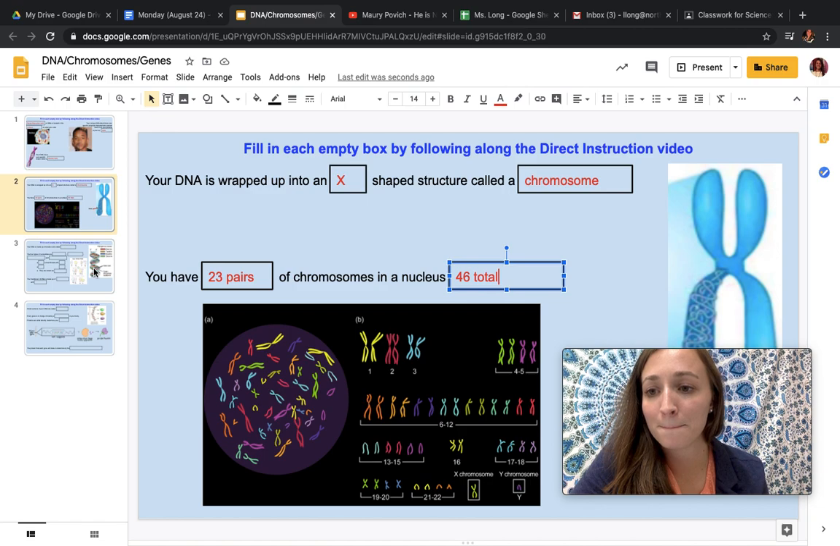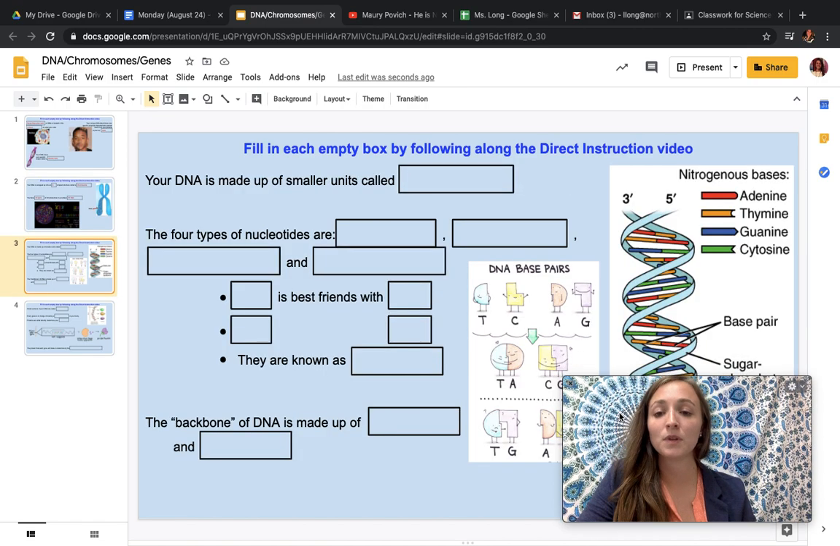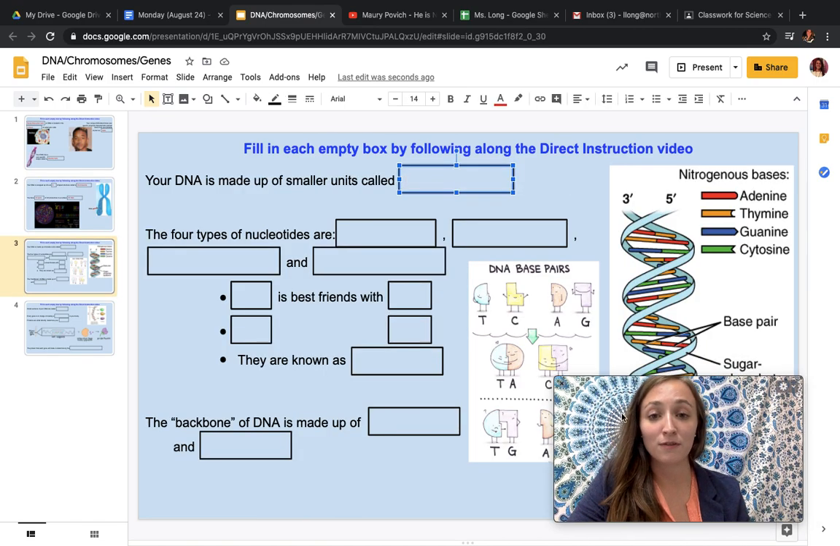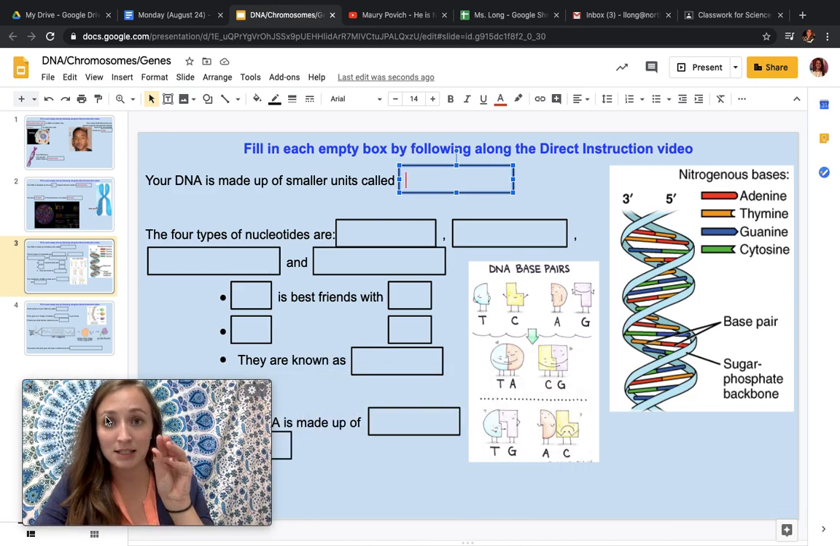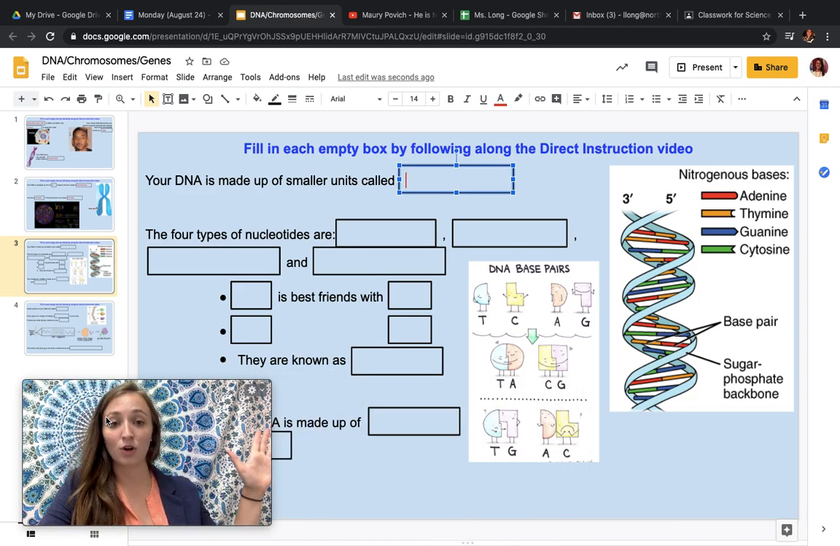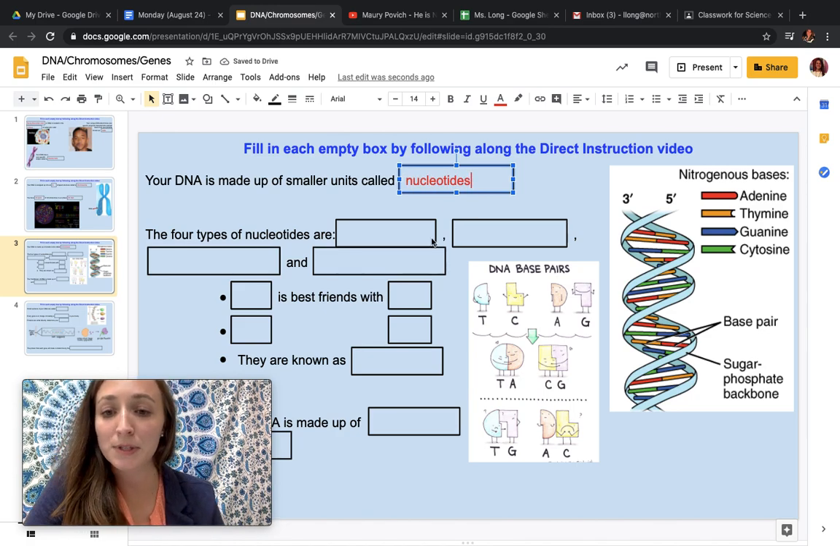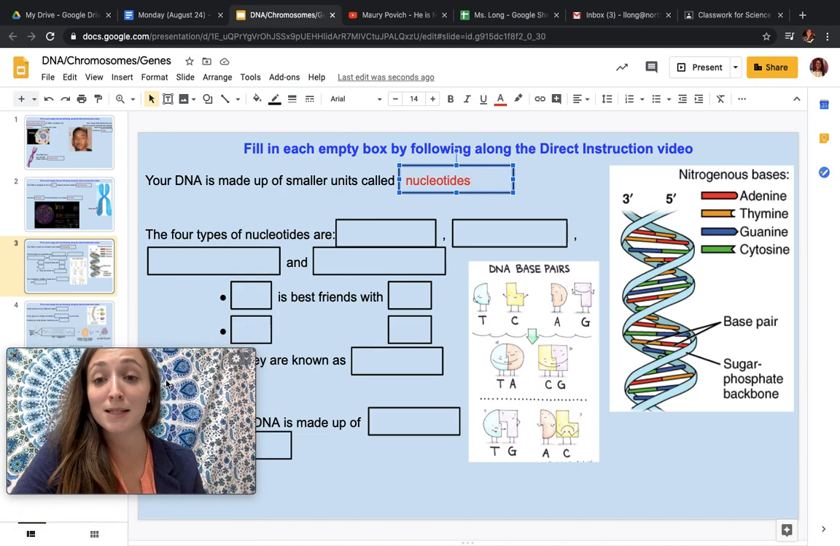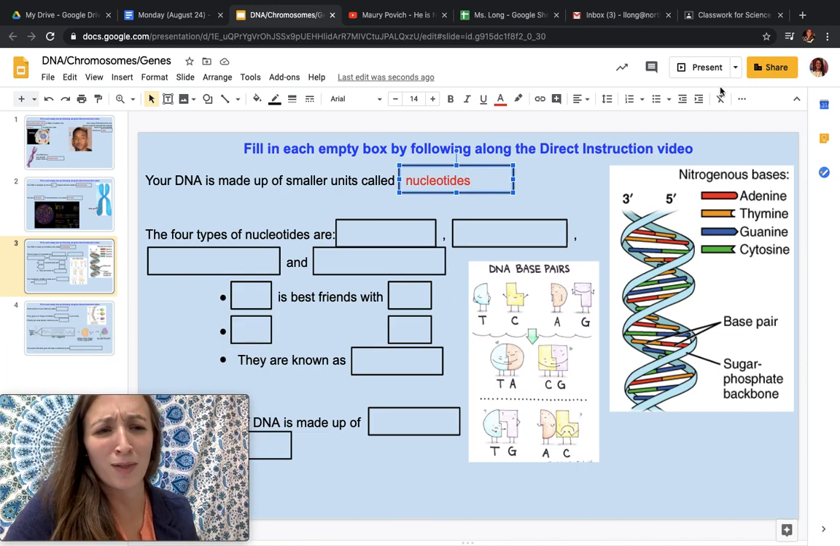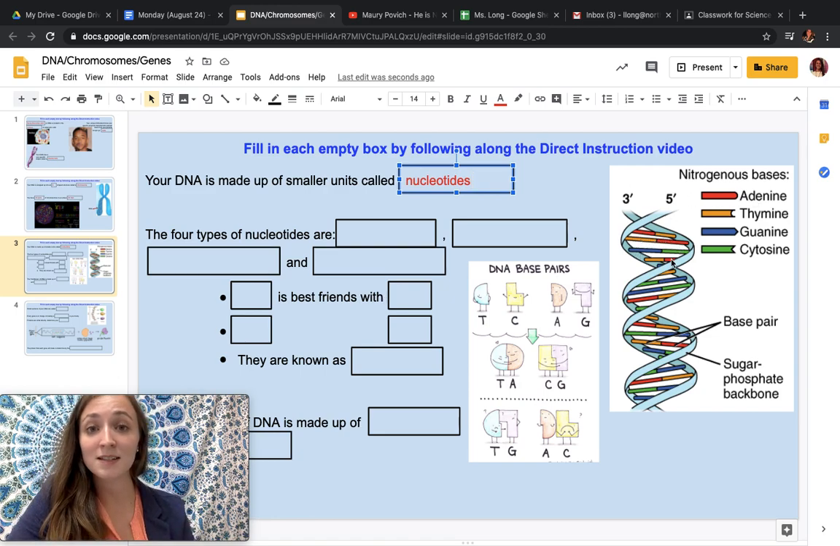All right. Moving on. Let's break it down even further. Zooming back into DNA. We know what it looks like as a chromosome, but zooming in on DNA, it's made of smaller units called nucleotides. We're learning some big fancy science words today because we're smart like that. So the nucleotides are like the steps of the ladder on your DNA.